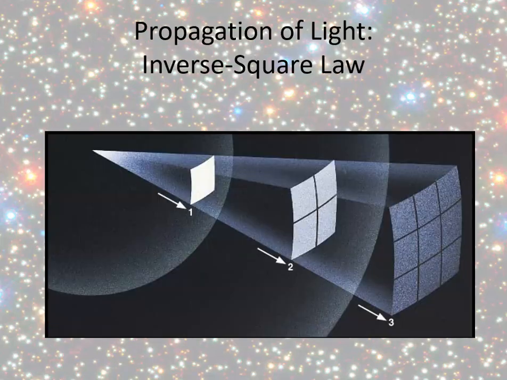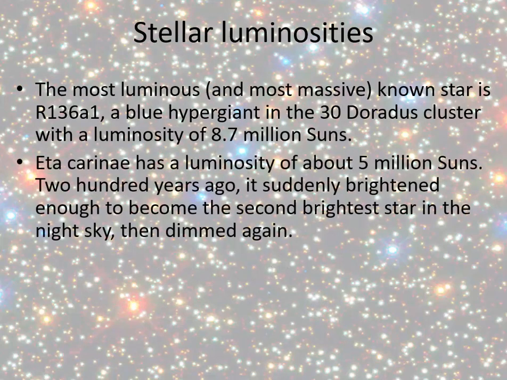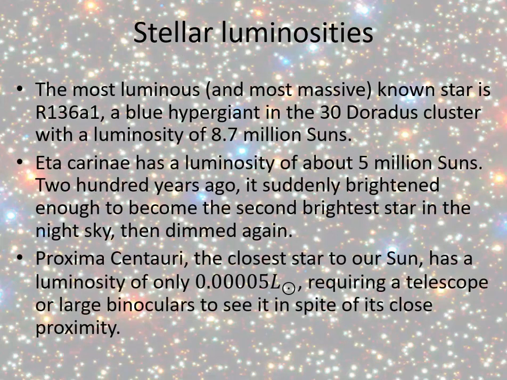And also how the inverse square law of light propagation works, the idea that the apparent brightness of a light source, at least in terms of how much light we're getting from it, goes as 1 over your distance squared to the source. And using that, we can determine luminosities of stars if we know their distances.